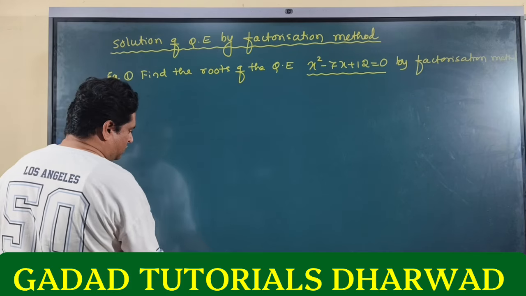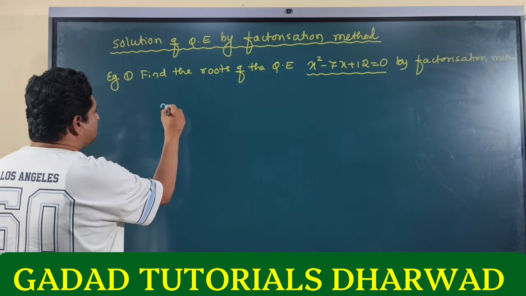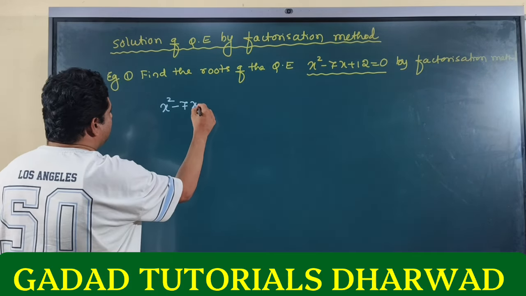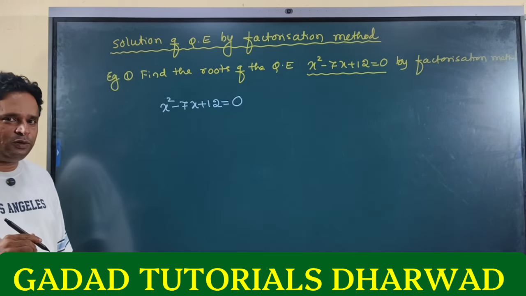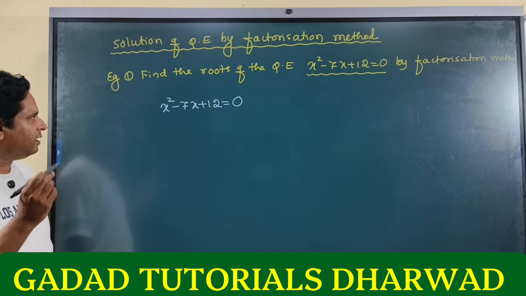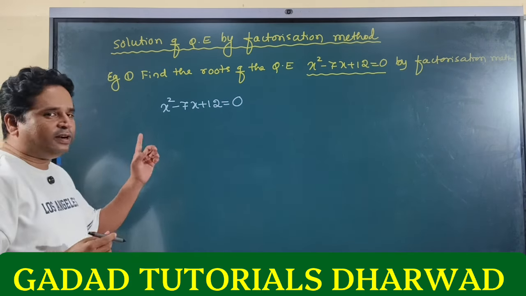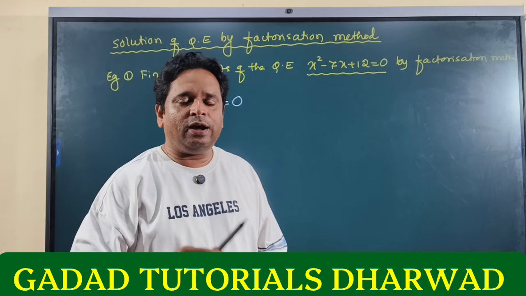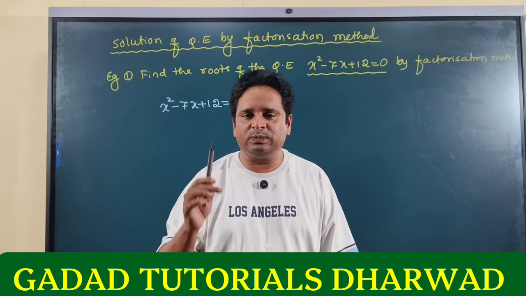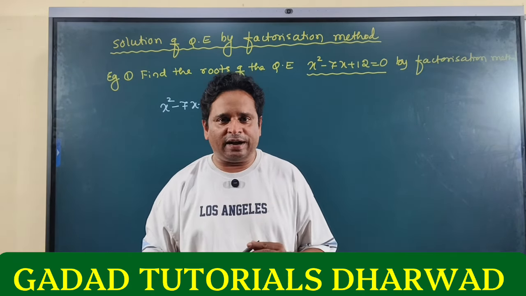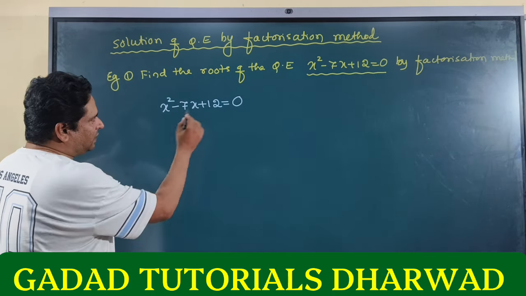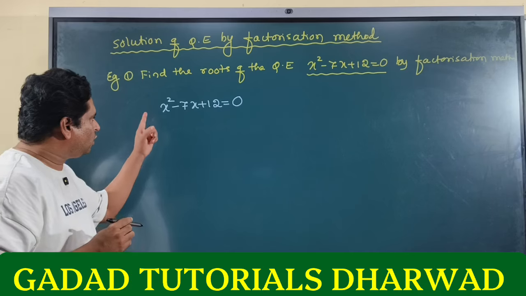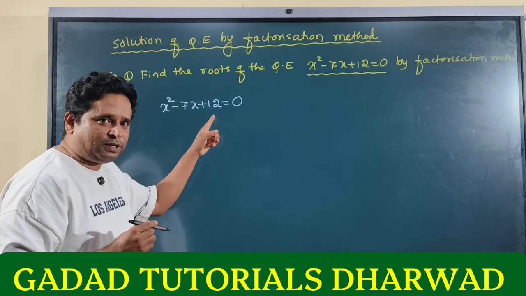I will take the equation x square minus 7x plus 12 equal to 0. How to find the roots here? You are already familiar with that. Whenever it is a quadratic trinomial, you have to split the middle term. By splitting the middle term, we can factorize it. See how I am doing it. Here, the coefficient of x square is 1 and the last term is 12.